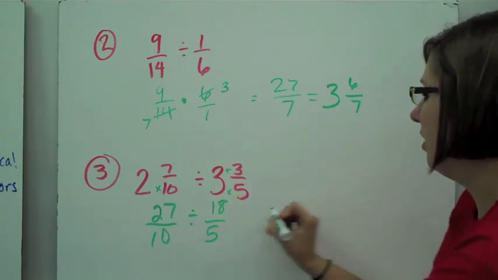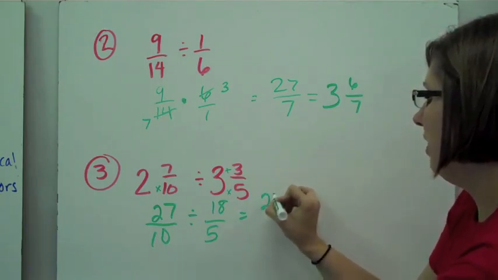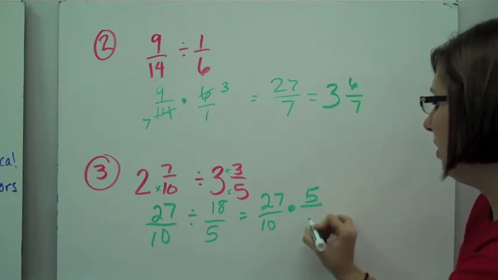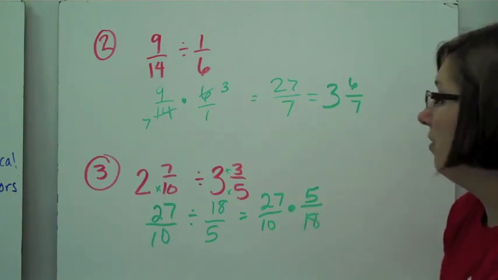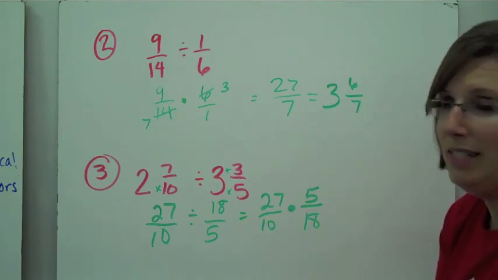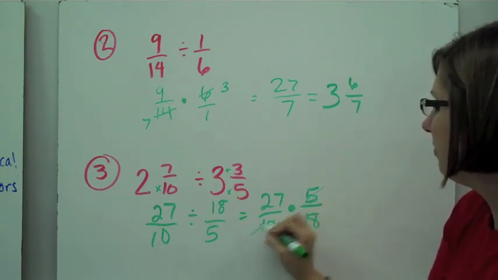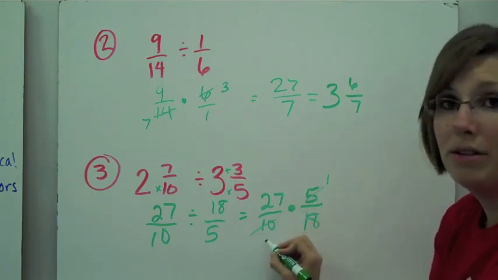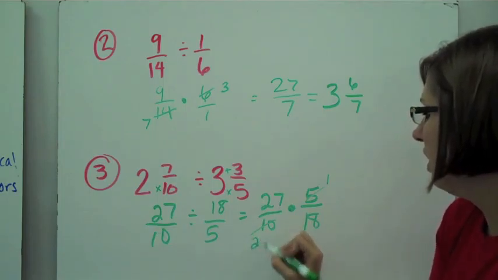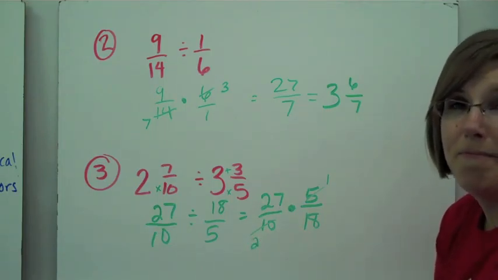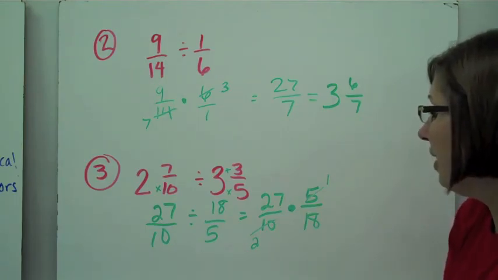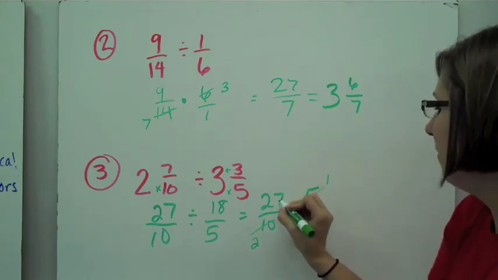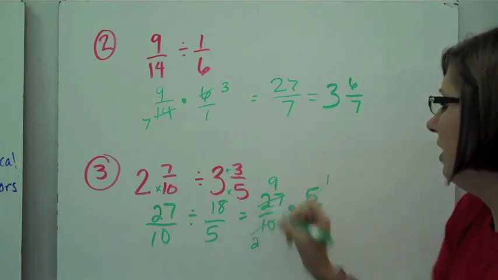Let's keep 27/10, change division to multiplication, flip 18/5 over. Now it's 5/18. Cross cancel. 5 goes into 5 once. 5 goes into 10 twice. 18 and 27, 3 can go into both of those numbers. So 3 goes into 18 6 times. 3 goes into 27 9 times.